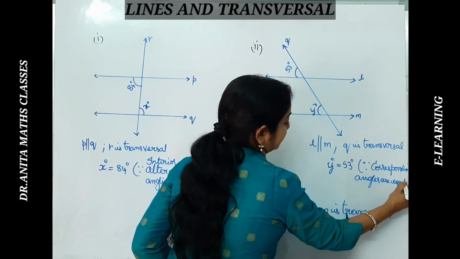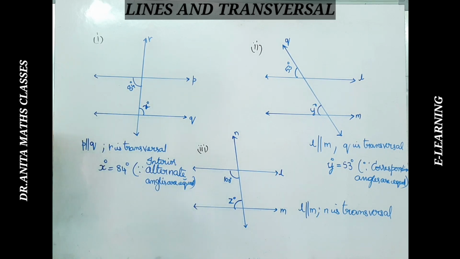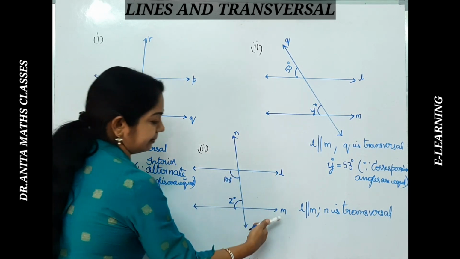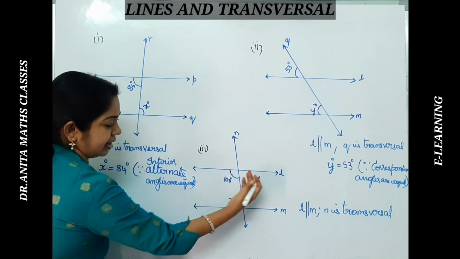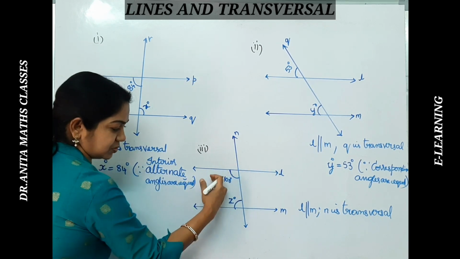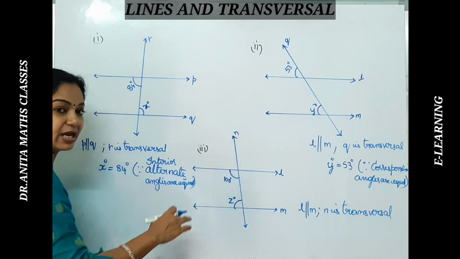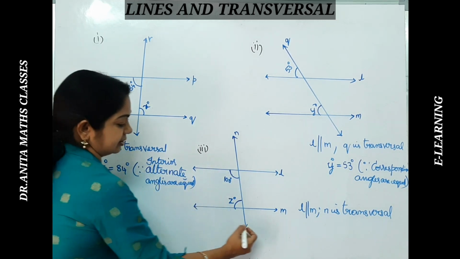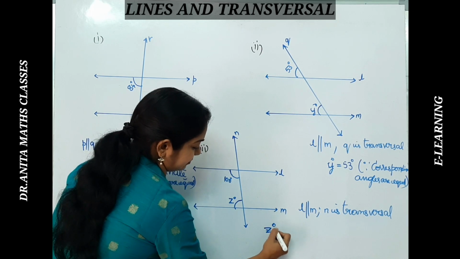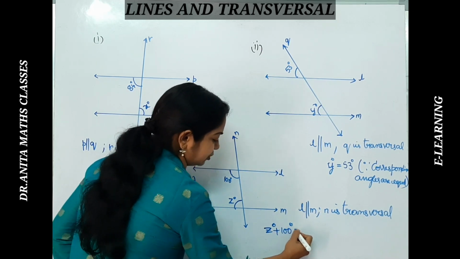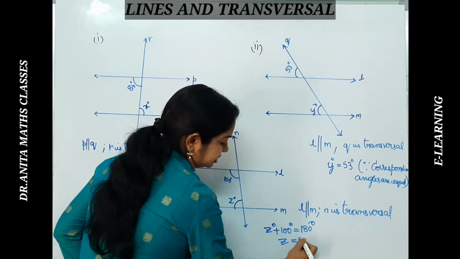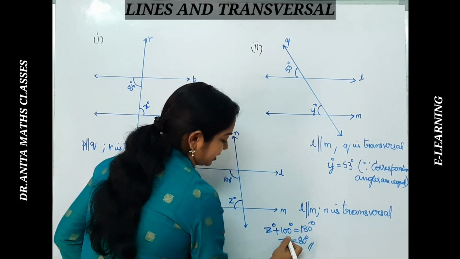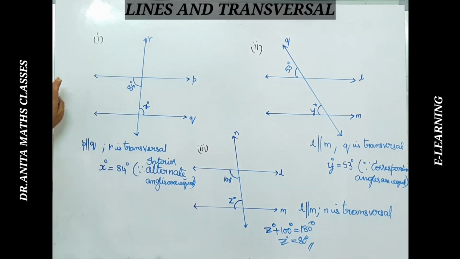And when you come to the third figure here, L and M are parallel and N is a transversal. Now if you see these two angles, they are on one side of the transversal. So the angles on the same side of the transversal are supplementary. So that means Z plus 100 degrees is equal to 180. So Z equals 80 degrees. Likewise, we can find out the angles if one angle is given.